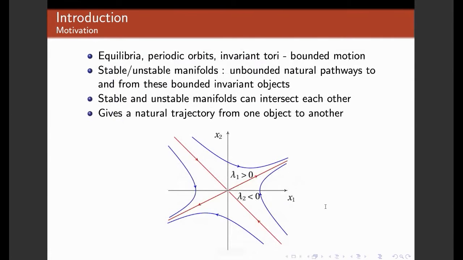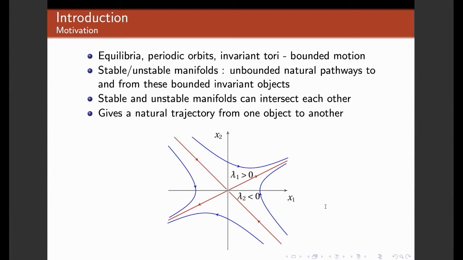So now we have equilibria, periodic orbits, and invariant tori. These are examples of bounded motion on bounded invariant objects, and stable and unstable manifolds are just unbounded, but completely natural, just under gravity pathways to and from these bounded invariant objects. And if a stable and an unstable manifold intersect, this gives you a natural trajectory that goes from one object to another object. So we're interested in finding these.